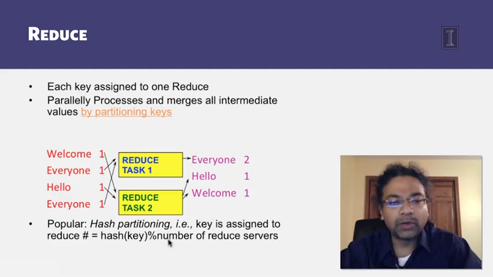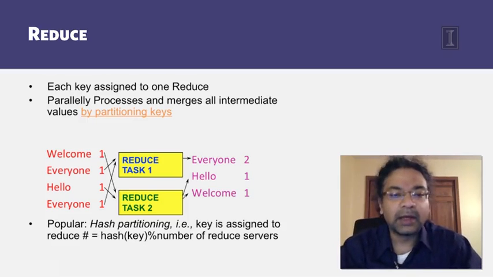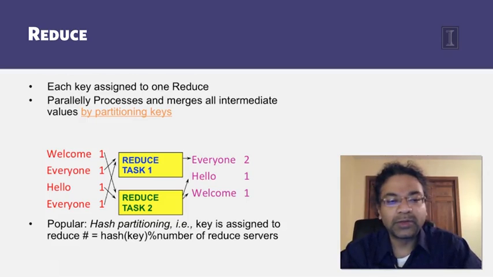Then you take modulo the number of reduce servers, the number of servers that are assigned, and that will give you the reduce server, or in this particular case the reduce task number, to which that reduce is assigned. Why do we use hashing? This leads to fairly uniform load balancing of keys across the reduce tasks in the system.